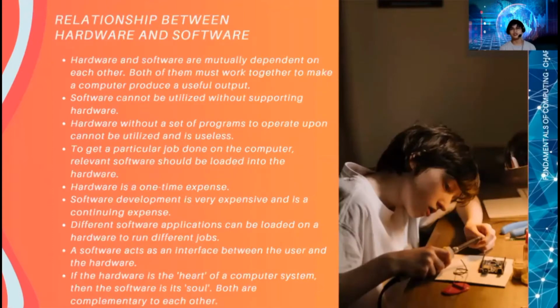What is the relationship between hardware and software? Hardware and software are mutually dependent on each other. Both of them must work together to make a computer produce a useful output. Software cannot be utilized without supporting hardware, and hardware without a set of programs to operate upon cannot be utilized and is useless. To get a particular job done on the computer, relevant software should be loaded into the hardware. So the hardware and software must work together.